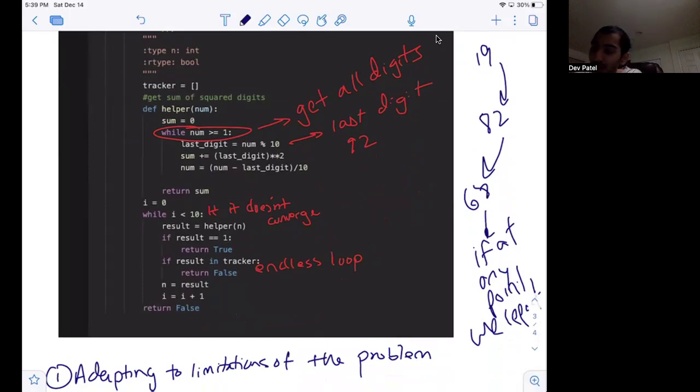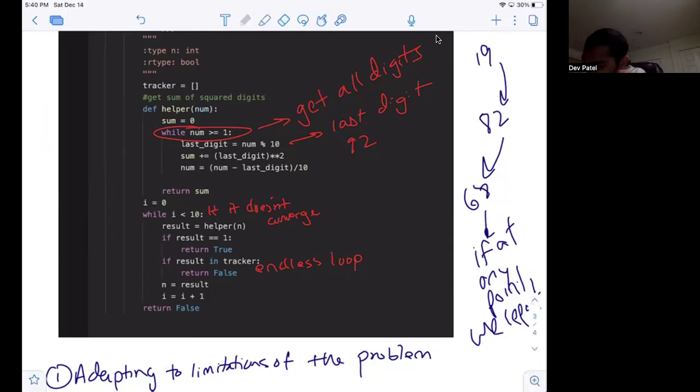Now, if at any point we get to a number that we've already seen, then that means that we're going to end in an endless loop. Let's say x is the number, just an example, and then we keep on taking the sum of the square digits, and we get to a number that we have already seen, right? We're going to keep going in this cycle, in this loop. So that's never going to be a happy number. So that's how we detect that.